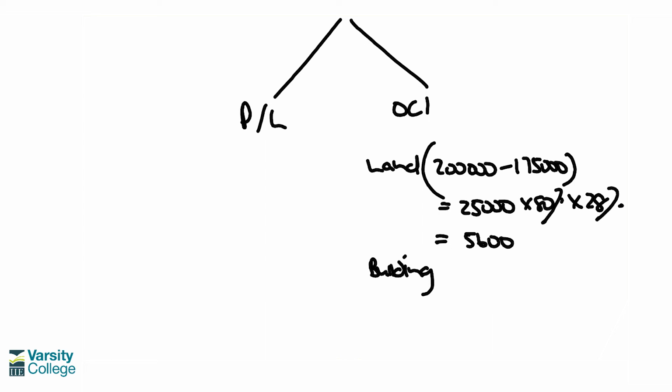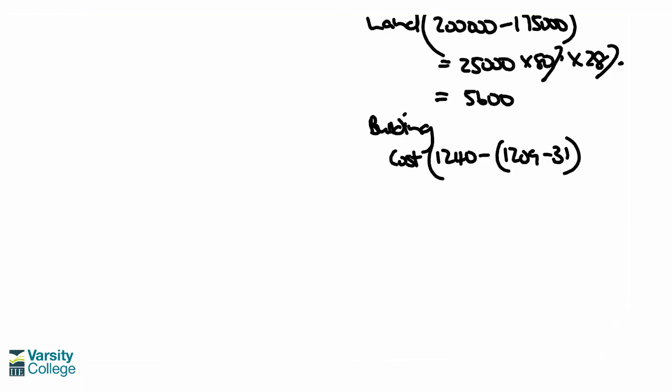Up to cost, I'm just going to call it cost because it's easier. This will be at 28%. It'll be 1,240 minus the carrying value, which was 1,209, minus 31,000. I've just done the figures as round thousands because I'm running out of space, so it's easier to do them as round thousands at this point. So that difference comes to 62,000.